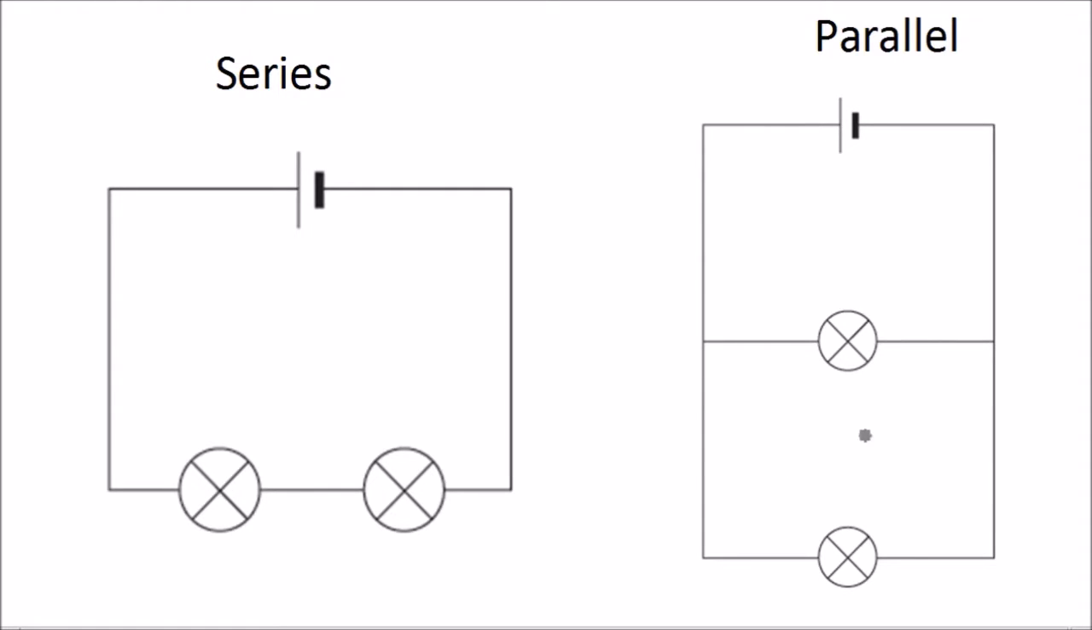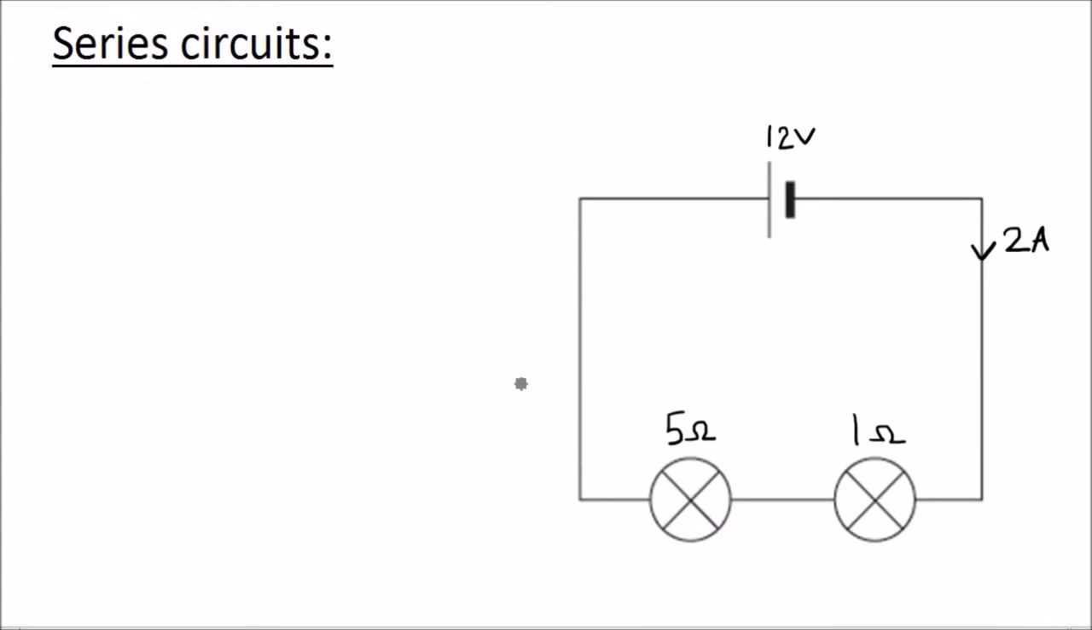And for each type of circuit, you need to know what happens with the current, the potential difference, and the resistance. We'll start with the series circuit. The first thing to understand with a series circuit is that the current I is the same at any point in the circuit. So if we have 2 amps measured here, we will have 2 amps here, and we'll have 2 amps here as well. Everywhere in this circuit the current will be 2 amps.